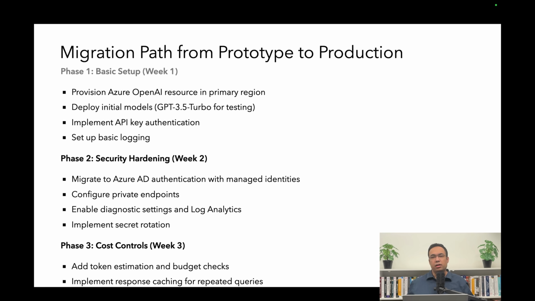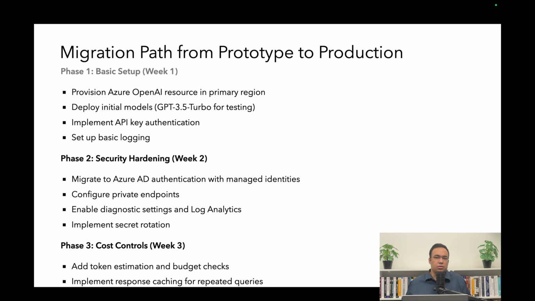Phase 2 is security hardening in week 2. So you migrate from API key authentication to Azure AD authentication with managed identities. You configure private endpoints so traffic stays within your VNet. You enable diagnostic settings that send detailed telemetry to Log Analytics. You implement secret rotation if you're still using any API keys temporarily.